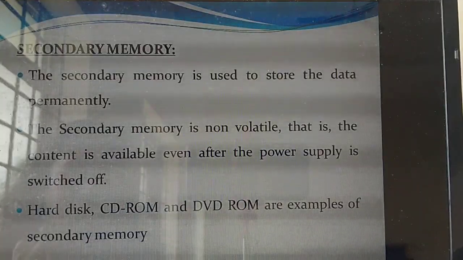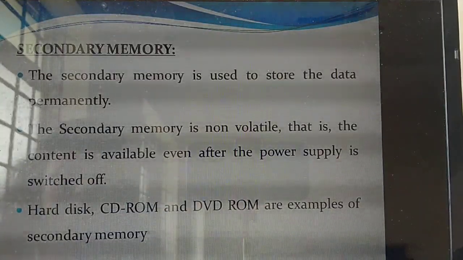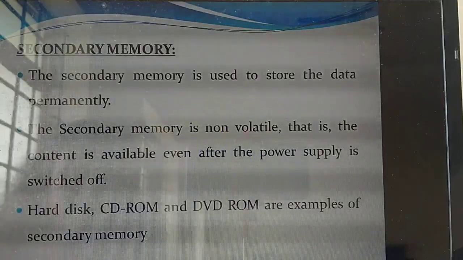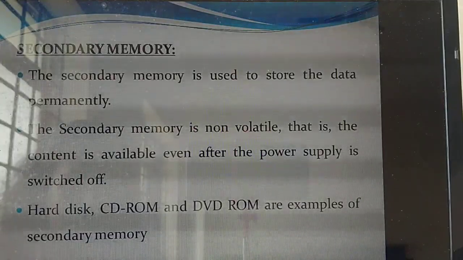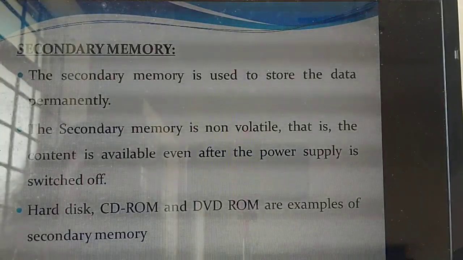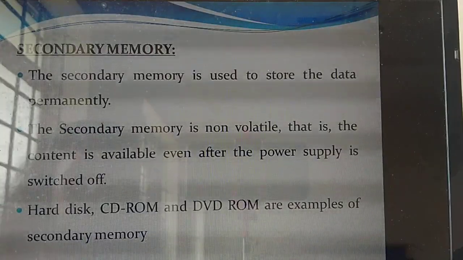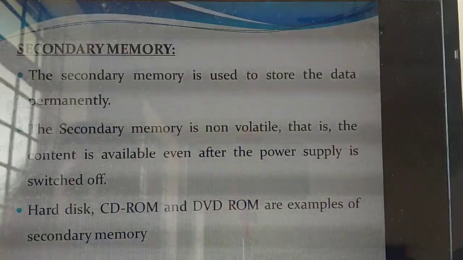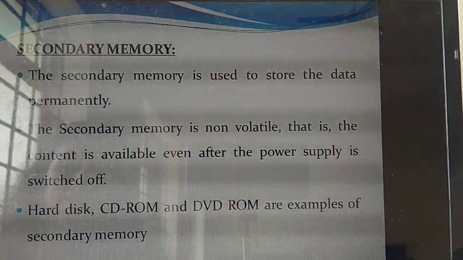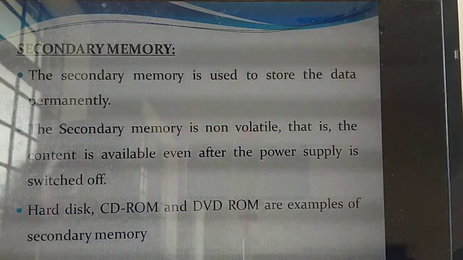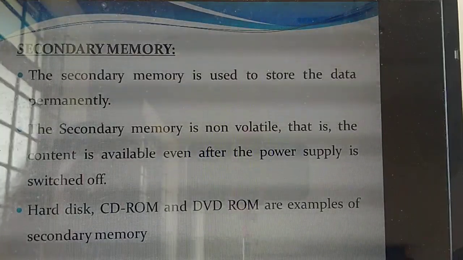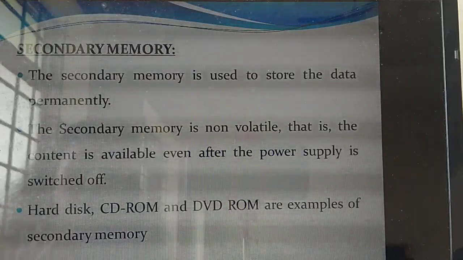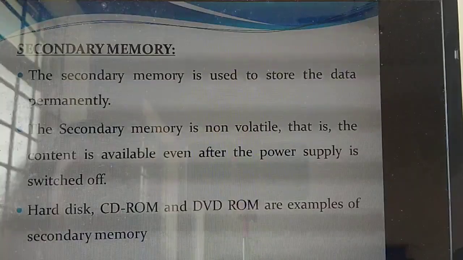What's the first point? Primary memory is a temporary store of data. Secondary memory is used to store the data permanently. Primary memory is a volatile memory. Secondary memory is non-volatile. So there, if there is a power loss, you can lose the data. Here, if the power supply goes off, the data won't get lost. What are the examples they have studied? RAM is an example of primary memory. CD-ROM and DVD-ROM are examples of secondary memory. Understand?